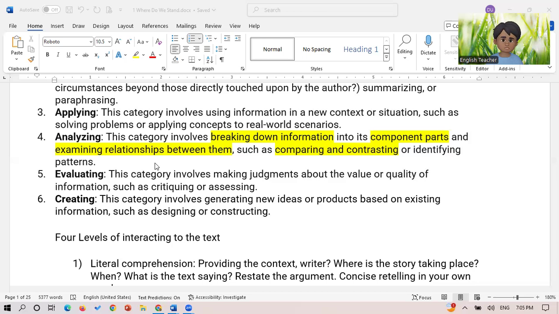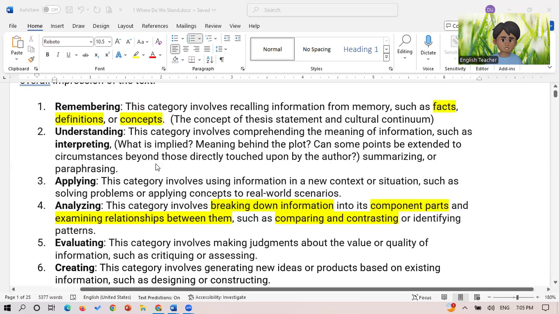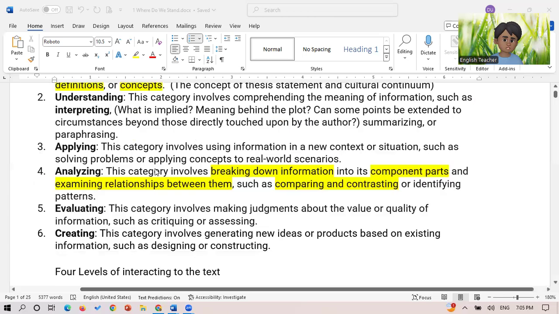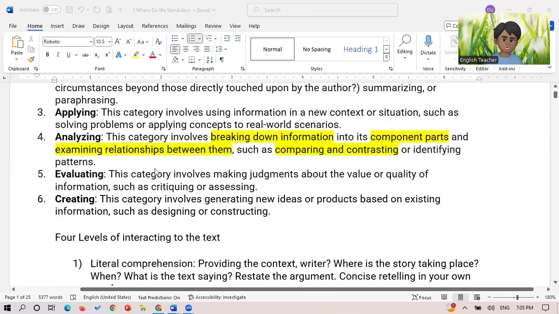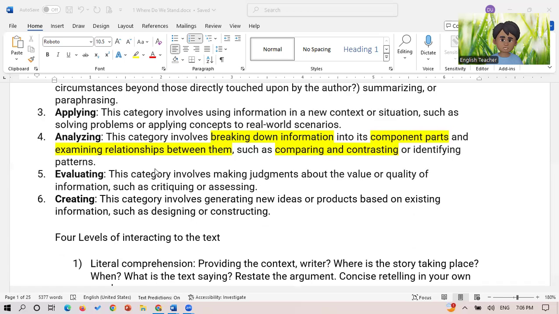Okay, then number five is evaluating. Now, first you read and remembered, then you understood, then you applied. Now, analyzing. What is analyzing? This category involves breaking down information. So you read Lisa Davis' 18 paragraphs. Now you analyze her essay and see about what cultures she talks about.